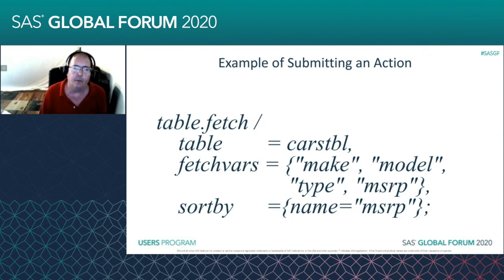Once again, we can look at what a table option is to our fetch option here. We're going to fetch a table, and we're going to specify our variables, and we're going to specify our sort by. And we'll see a little bit more about how we can deal with the results that come from this.